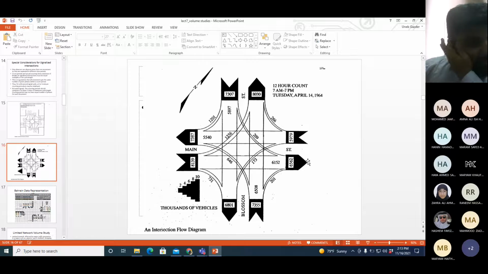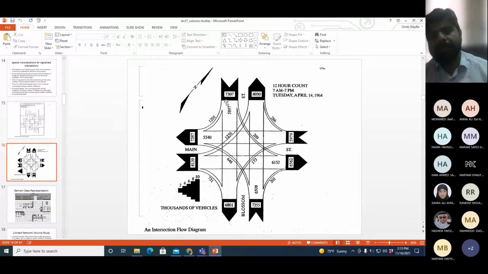Then we have this particular diagram. So you see again some basic information: the north arrow, the period of counting 12 hours, the time for which the observation is done, the day and the date. And then in the figure it is slightly different from the previous one, because now you see arrow heads and tails. This is an arrow tail and this is an arrow head.